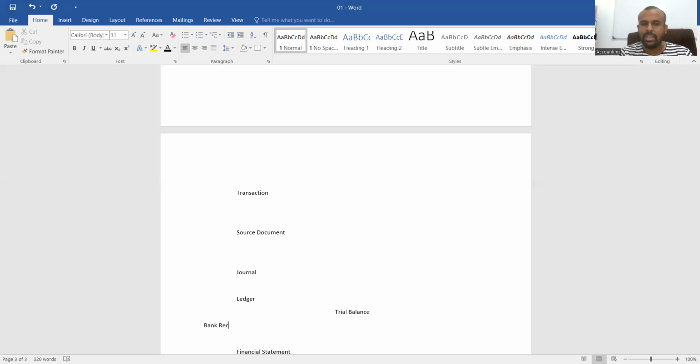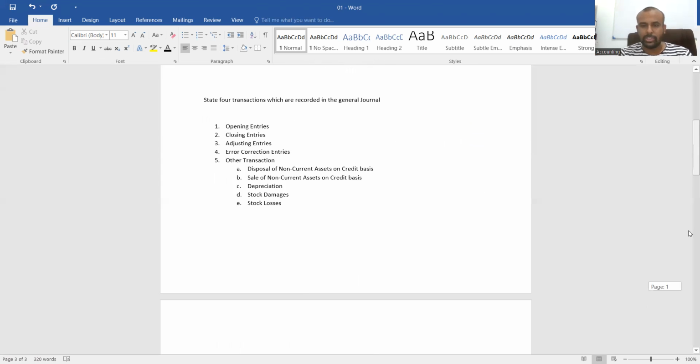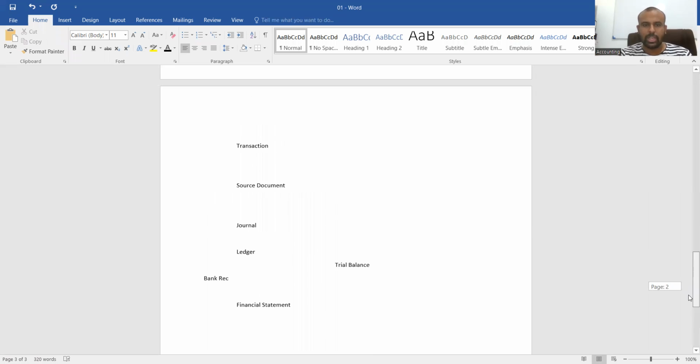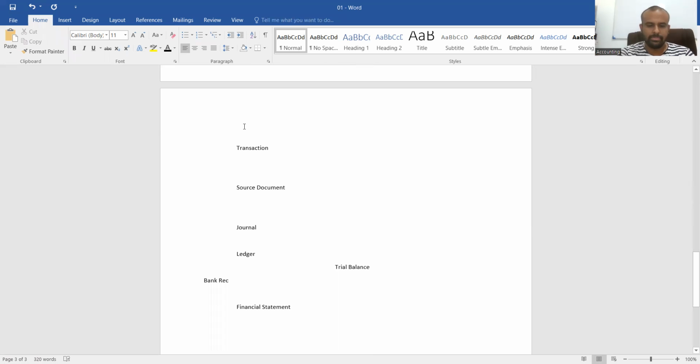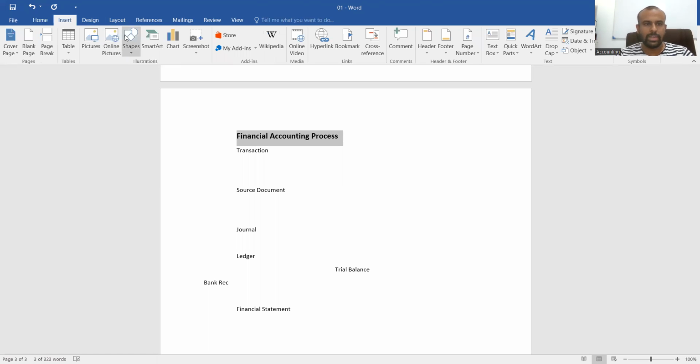Definitely, you prepare the trial balance before you prepare the financial statements. You can draw this process. The financial accounting process. Do we need to draw this? Could you draw this if necessary? If you draw the arrows, it will be easier.